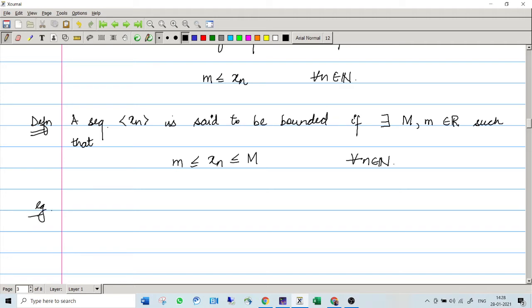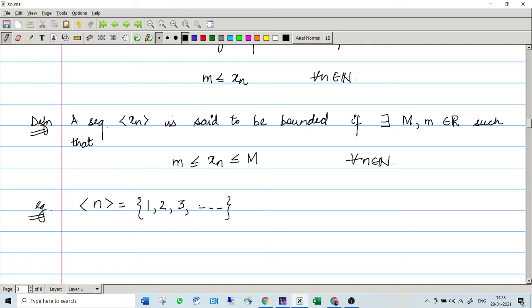So let us consider an example. What about the sequence n? The sequence n looks like this: n equal to 1, the answer is 1. n equal to 2, the answer is 2. n equal to 3, you have 3, and so on.